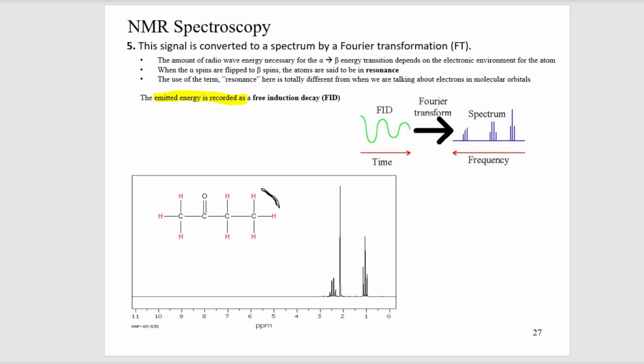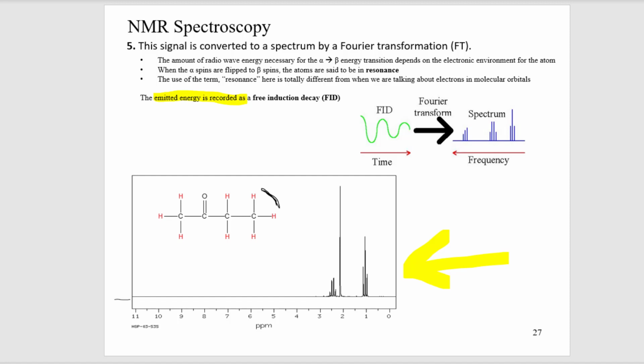This is called the FID, or the free induction decay, and it's recorded over time. This is mathematically converted to frequency using Fourier transform. And this spectrum down here is exactly what we get at the end of running a proton NMR. That's what a proton NMR looks like.